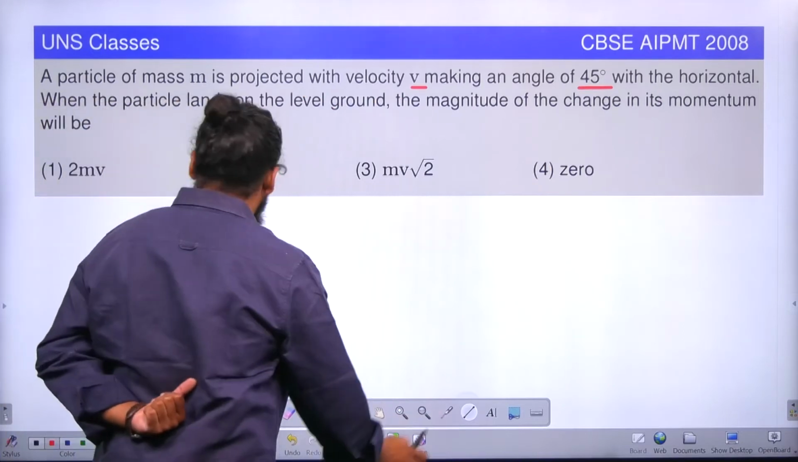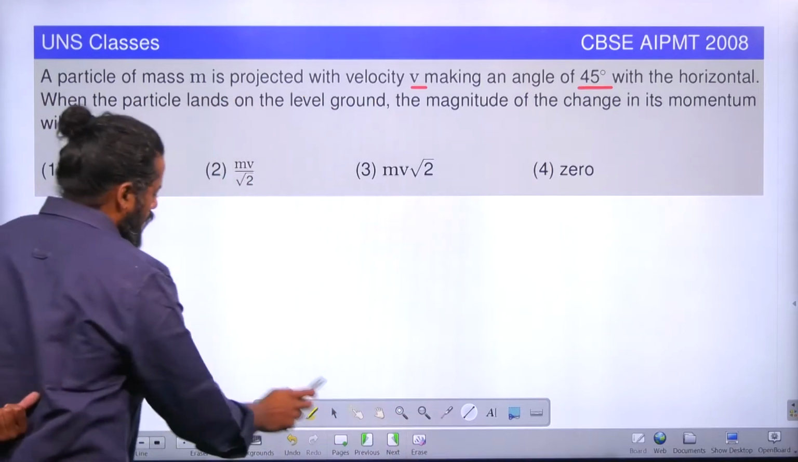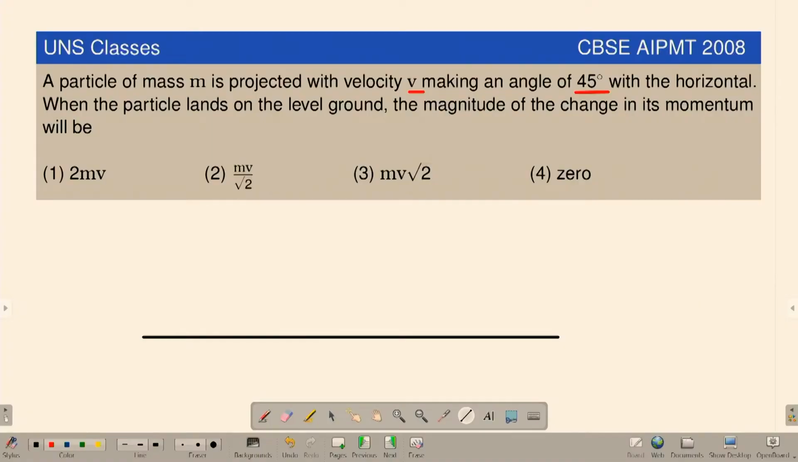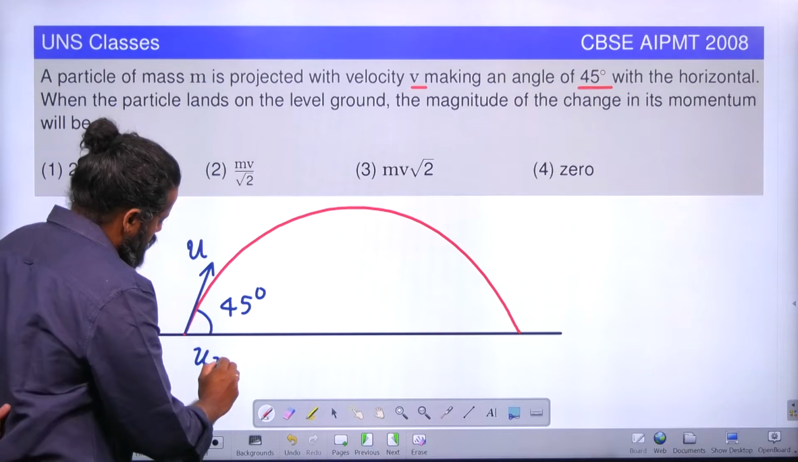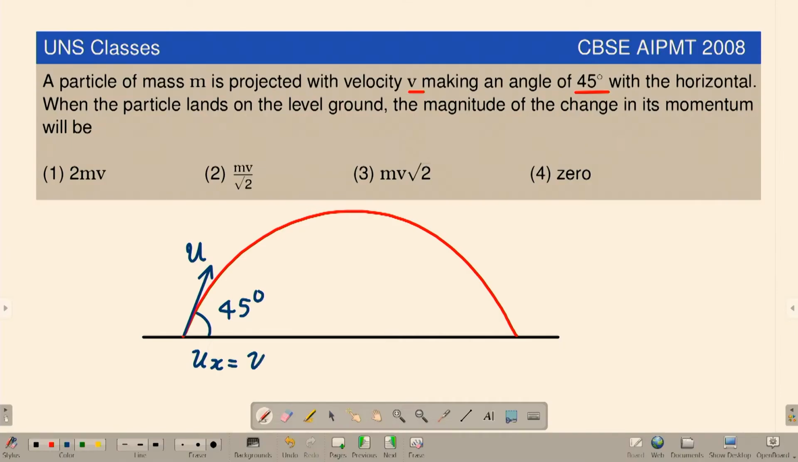You know that for a projectile motion, assume that we have a level ground and from there we are projecting some body. The initial velocity, let us take it as u, is making an angle theta, in our case 45 degrees. Now if u is the initial velocity, how do we find the components? ux is going to be equal to u cos 45.